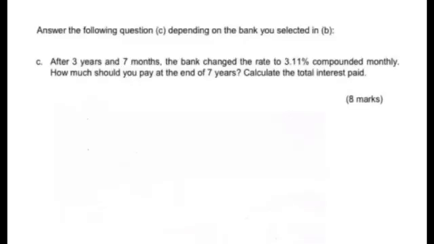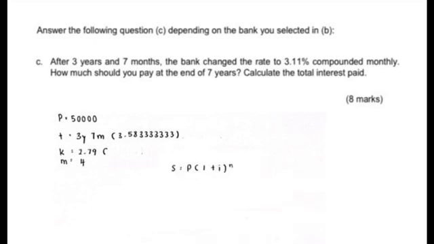Okay, let's move to question C, which is about calculating the final amount and total interest paid after a change in interest rate during a loan period. First, we need to understand the question, which states that after 3 years and 7 months, the bank changed the interest rate to 3.11% compounded monthly, and we need to calculate how much we need to pay at the end of 7 years and also the total interest paid. The original principal was 50,000 and the original interest rate was 2.79% compounded quarterly, and the time period before the rate change is 3 years and 7 months, which is equivalent to 3.583 years.